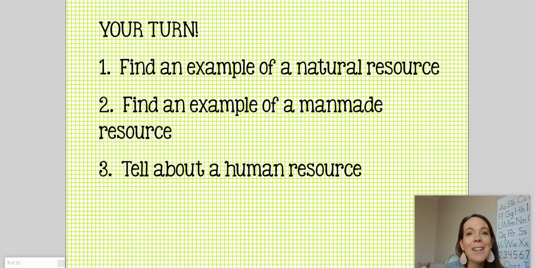So now it is your turn. What I'm going to ask you to do is, one, I want you to find an example in your house, in your yard, somewhere around where you can find an example of a natural resource. Number two, I want you to find an example of a man-made resource. And number three, I want you to think about or tell me about a human resource. That is your assignment for today.